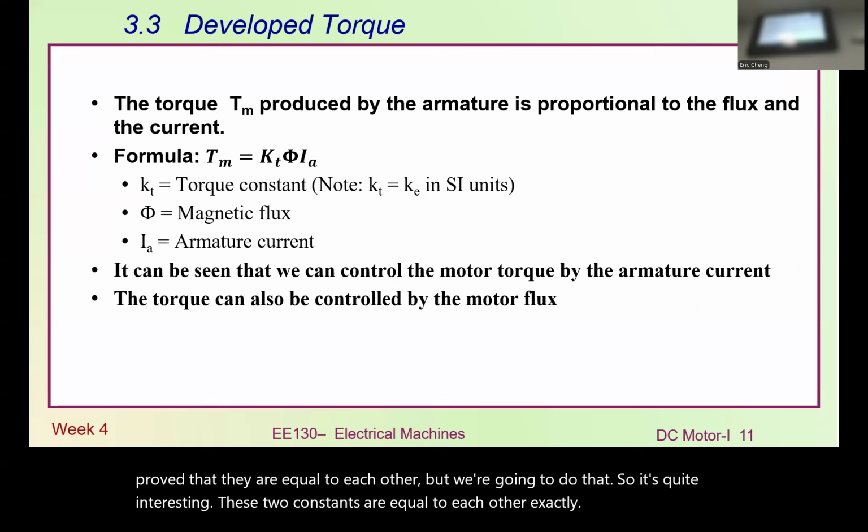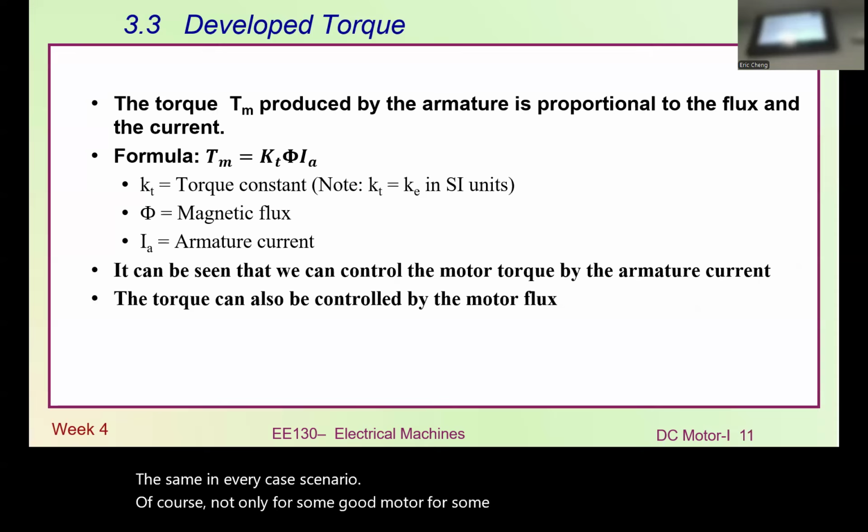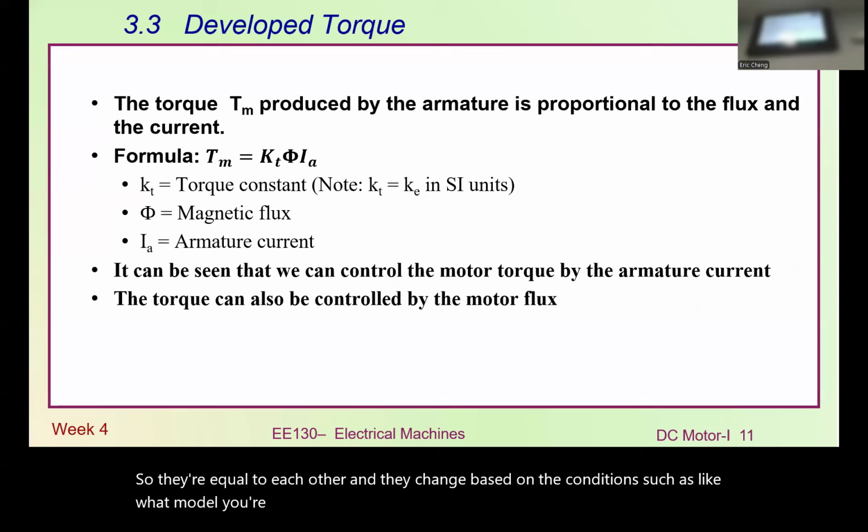I just had a question about whether this constant is the same in every case scenario. For the same motor, these two should be equal. Of course, that's only for a good motor; for some RC motors, that may not be the case. I see. So they're equal to each other and they change based on conditions, such as what motor we use. That's right, different motors have different constants. That is not a universal constant, it is a constant for a particular motor.